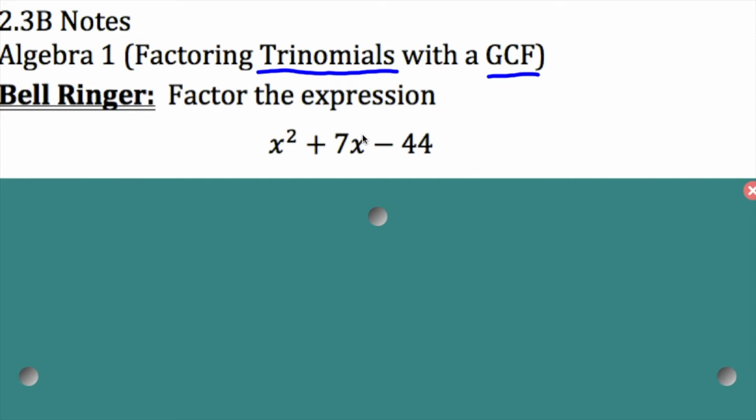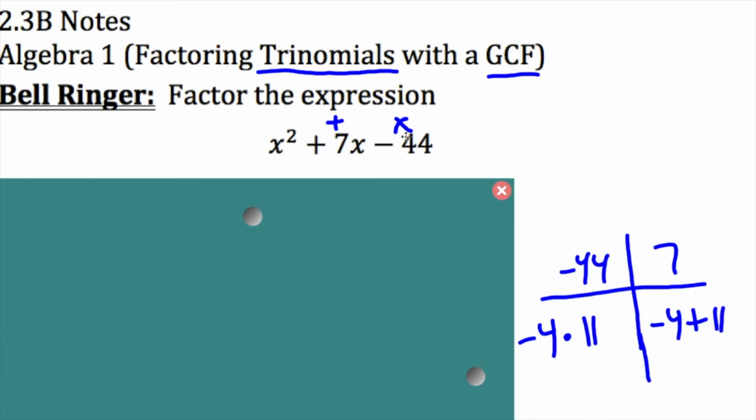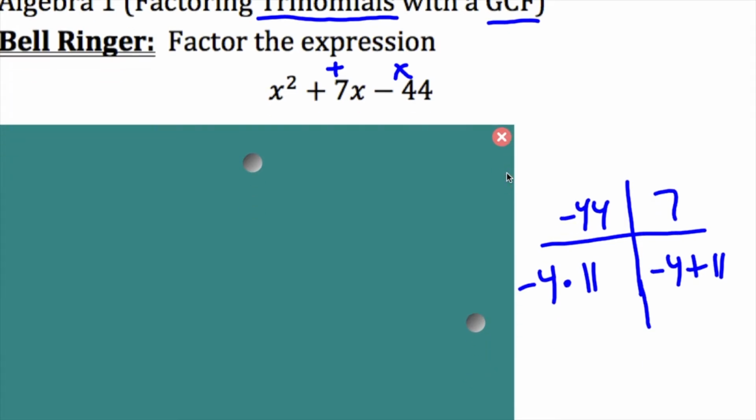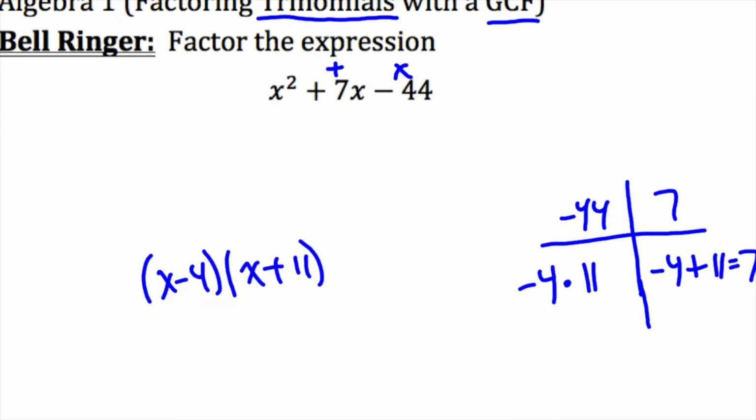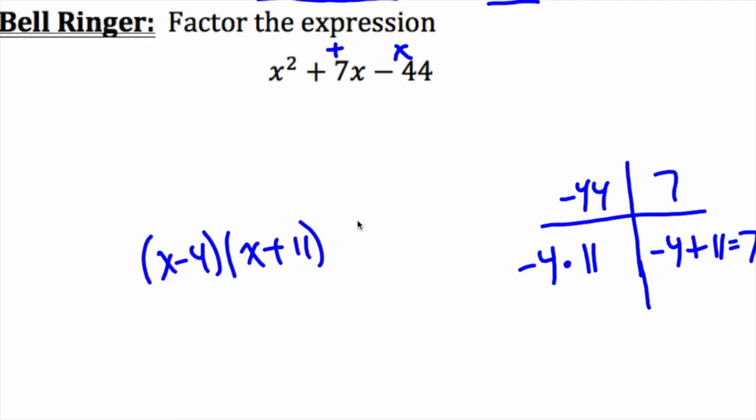Remember, we're going to take this last number and make a table, and we want to see what two numbers will multiply to give us negative 44 and add to give us 7. Run through a couple of factors and you'll see that negative 4 times 11 is negative 44, and negative 4 plus 11 is 7. So those are the two factors. The way we write this, (x - 4)(x + 11), is your final answer.